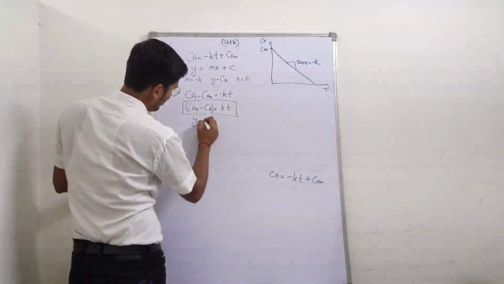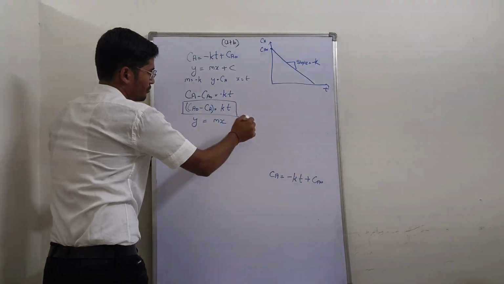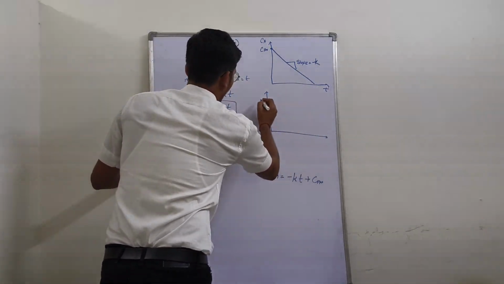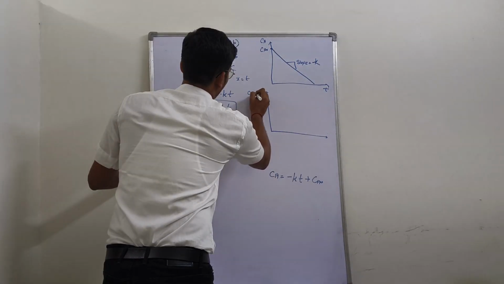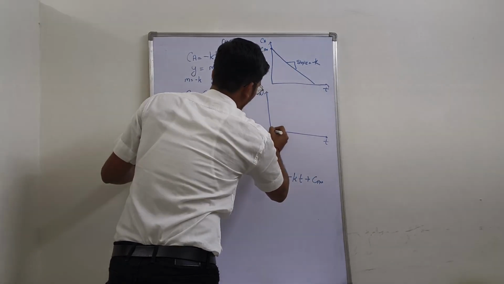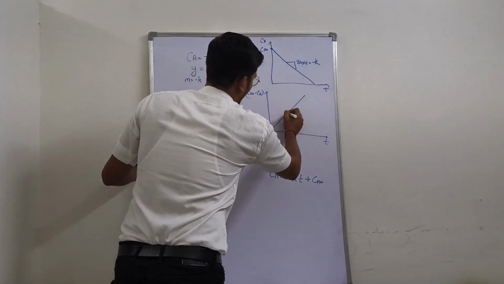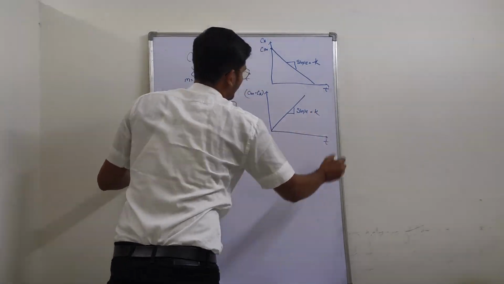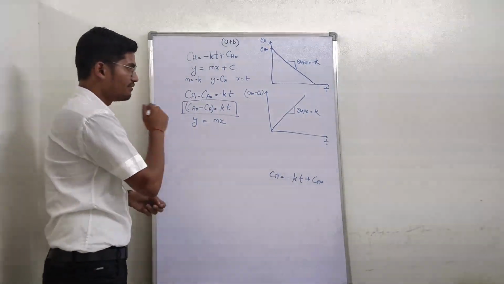If you take it as y equals mx, so c will be 0. So our graph will come like this. On the y-axis is Ca naught minus Ca, and on this axis is t. Our graph will start from 0. The slope will be the rate constant. Okay, fine. Now we'll talk about the half-life.